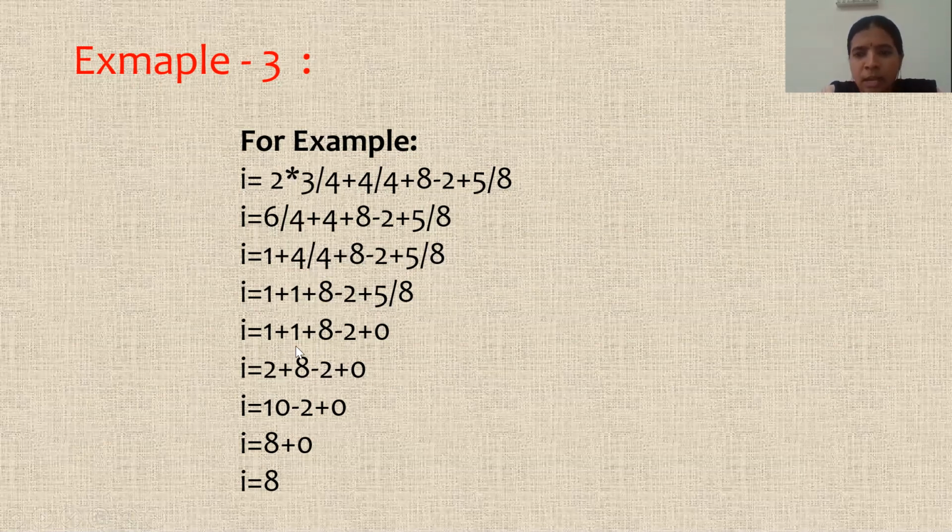Now, plus and minus have left to right associativity. 1 + 1 is 2. Next 2 + 8 is 10. 10 - 2 is 8. 8 + 0 is 8 again. So therefore, the answer is 8.